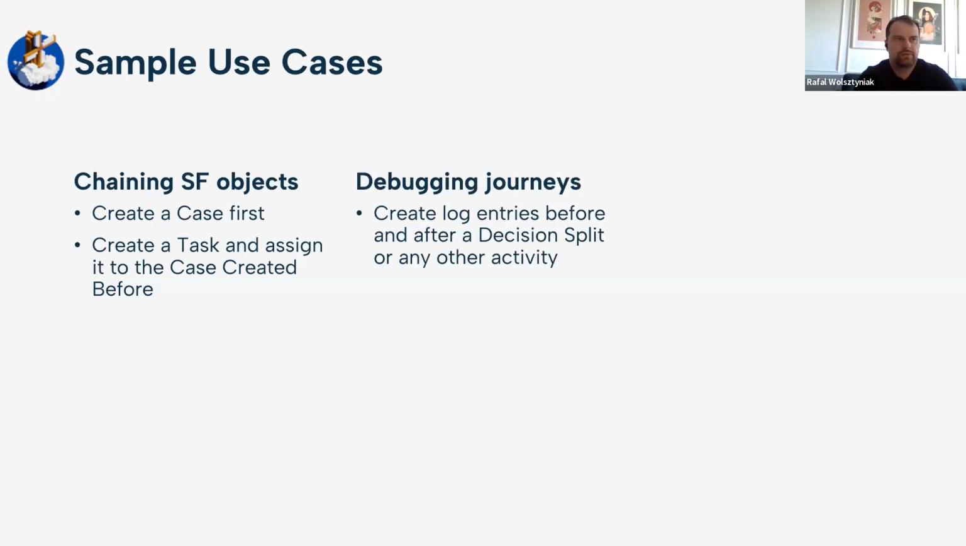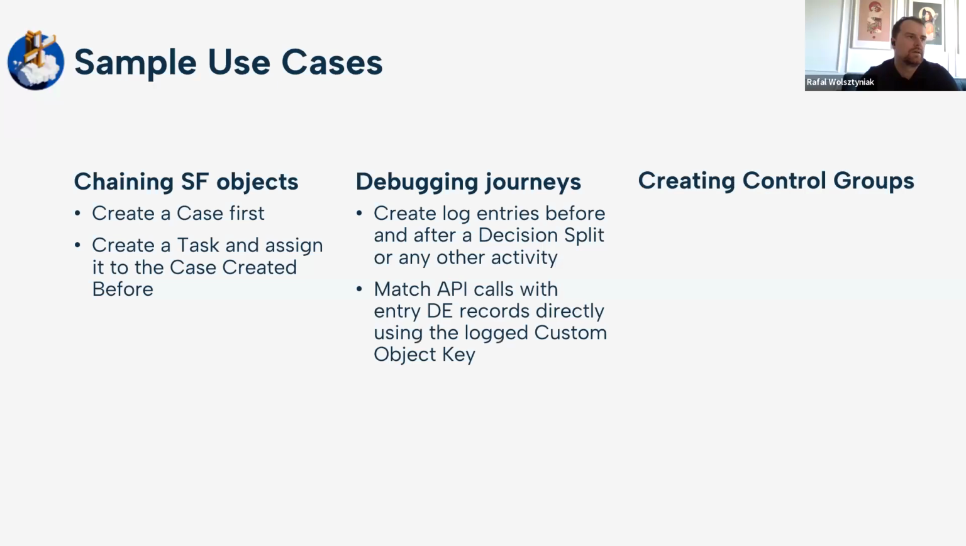Then you can also use this for debugging. So imagine that you notice that something is wrong with the decision split. So you can create update contact activity before and after the decision split, so you can have a better understanding of what happened here and exactly log the data that you would need.